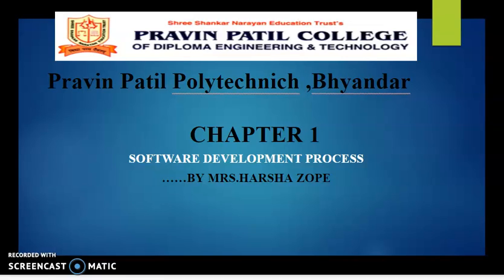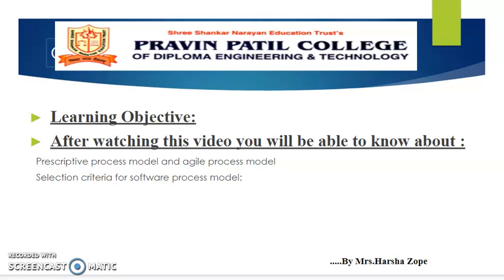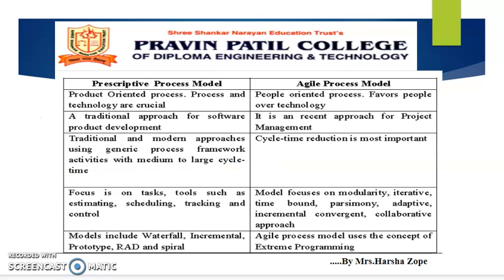Today we are going to study the last part of our chapter 1. Chapter 1 is Software Development Process. Learning objectives of this video are, after watching this video, you will be able to know about the difference between prescriptive process model and agile process model. The next topic is selection criteria for software process model. And first, the difference between prescriptive process model and agile process model.